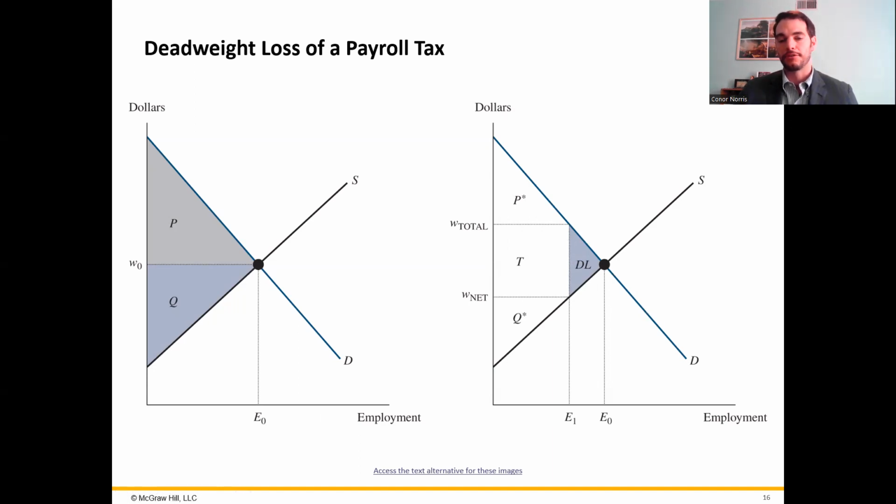But remember, now there are fewer workers that are working compared to the initial equilibrium. We move from E0 down to E1. Those workers that we lose, that are no longer being employed, that in the initial equilibrium both the firm would want to hire and the workers would want to work, represent the deadweight loss. So this area here, this triangle that's in purple, labeled DL, is the deadweight loss from the transactions that would have occurred absent the tax. So this is not being captured by anyone. It's not going to the government. It's not going to firms. It's not going to workers.